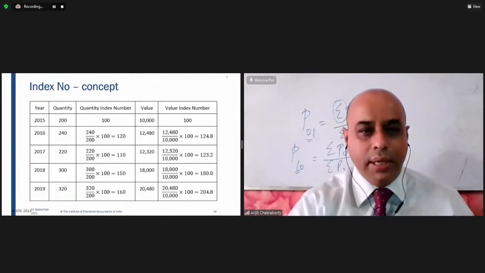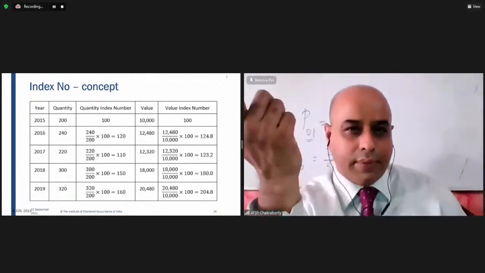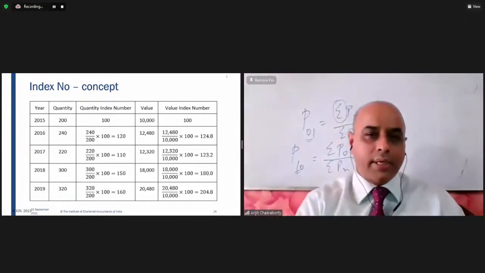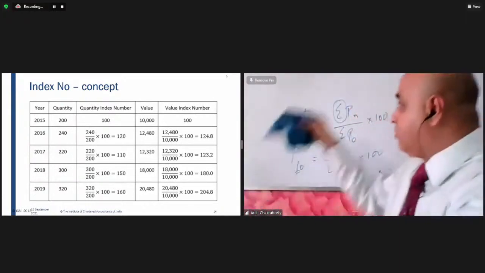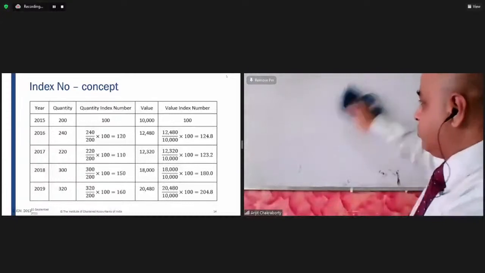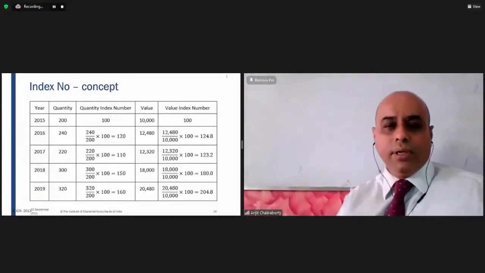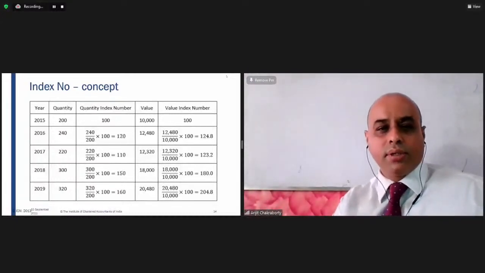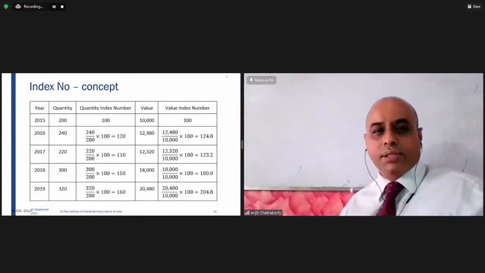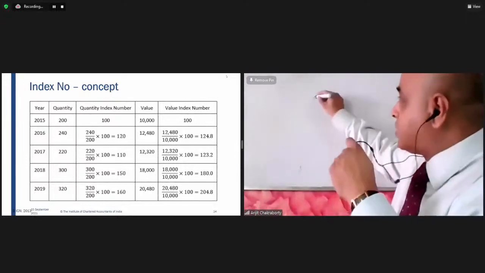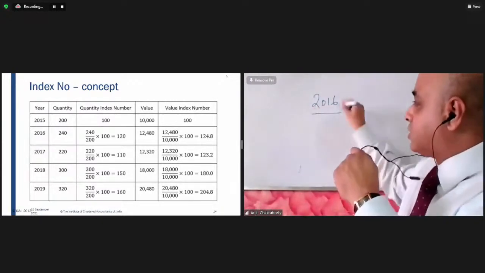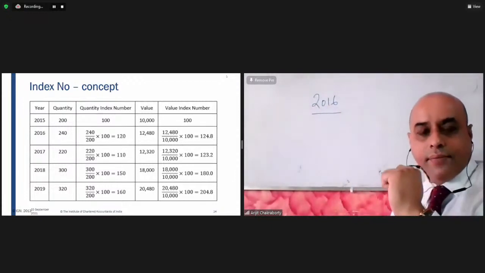In 2016, the quantity used is 240. So the quantity index number becomes how much? 240 by 200. Here we are using both the quantity index and the value index. I'm just doing the calculation for 2016 so that you can understand.